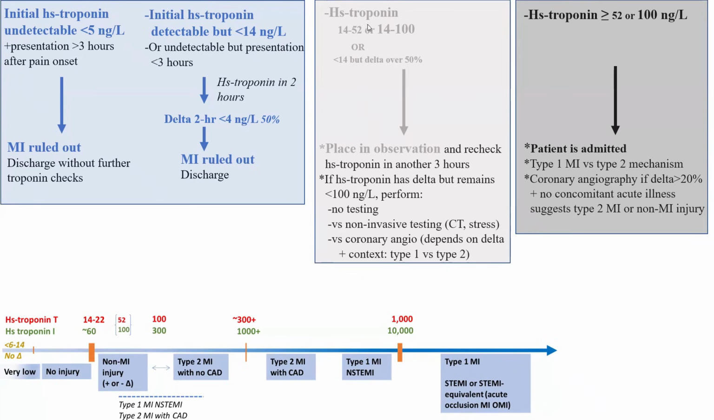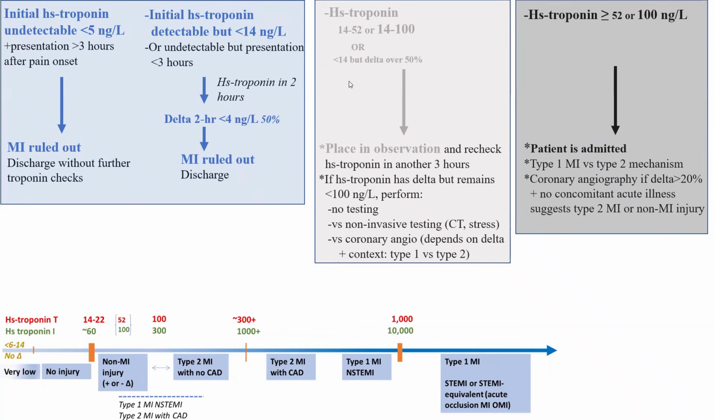Now, if your troponin comes into that gray zone, 14 to 52 or 14 to 100, probably better to use in the US the 14 to 100. 14 to 52 works in Europe, European registries. 14 to 100 is what works better in American registries. So if your high sensitivity troponin is in that gray zone, or if your troponin is below MI cutoff, but you have a big delta over 50% or over 4, then those patients are in the intermediate zone. And those are placed in observation, and we repeat troponin in another 3 hours.